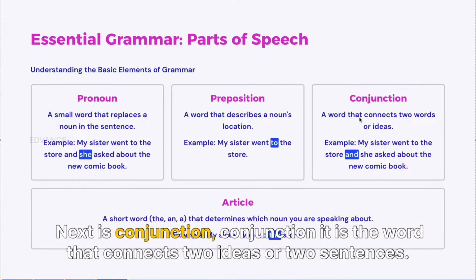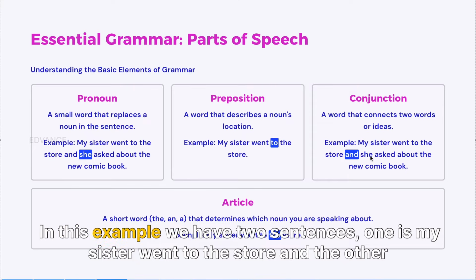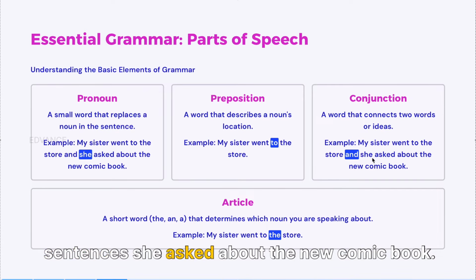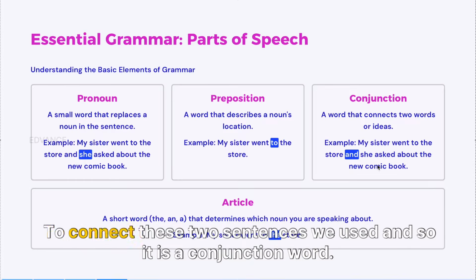Next is conjunction. Conjunction is the word that connects two ideas or two sentences. In this example, we have two sentences. One is my sister went to the store and the other sentence is she asked about the new comic book. To connect these two sentences, we used and, so it is a conjunction word.